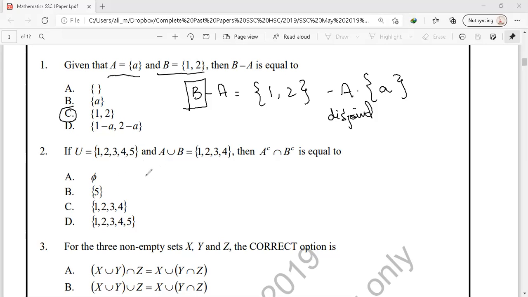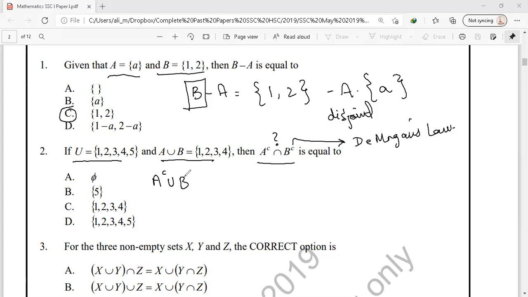Next, we have question number 2, in which we have a universal set and A union B. We have to find the value of A complement intersection with B complement. So as we can see, we have seen this expression in our De Morgan's law. In De Morgan's law, we have studied that A complement intersection B complement is equal to A union B whole complement. So actually we have to find the value of A union B whole complement, which will be equal to A complement intersection with B complement.